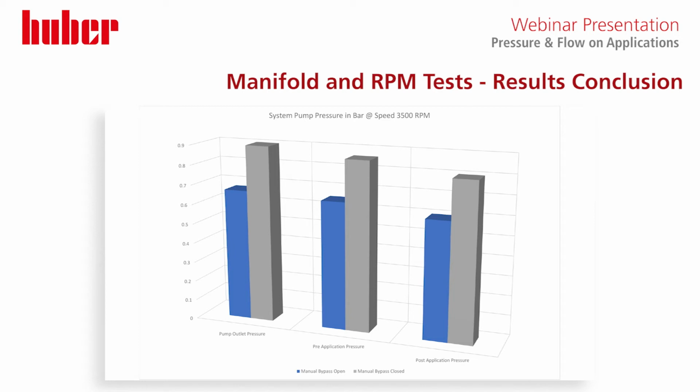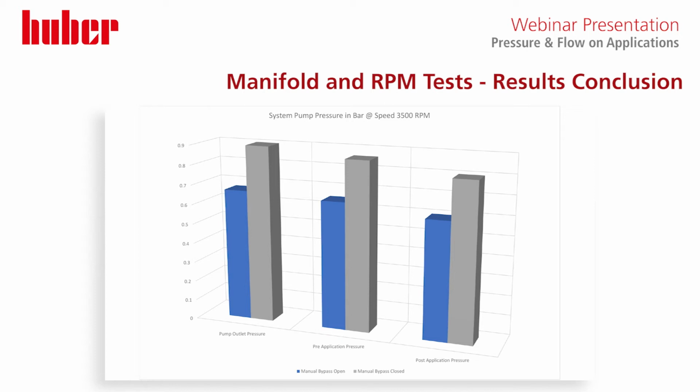Again, looking at the grey bars here, we now see that our pump outlet is almost at 0.9 of a bar. Our inlet to application is just above 0.8 of a bar, and our outlet from the application is just below 0.8 of a bar. So we can see again, we're still seeing a pressure drop across our piping system from start to finish. This time, however, we see a bit more of effect on our manifold being open or closed.